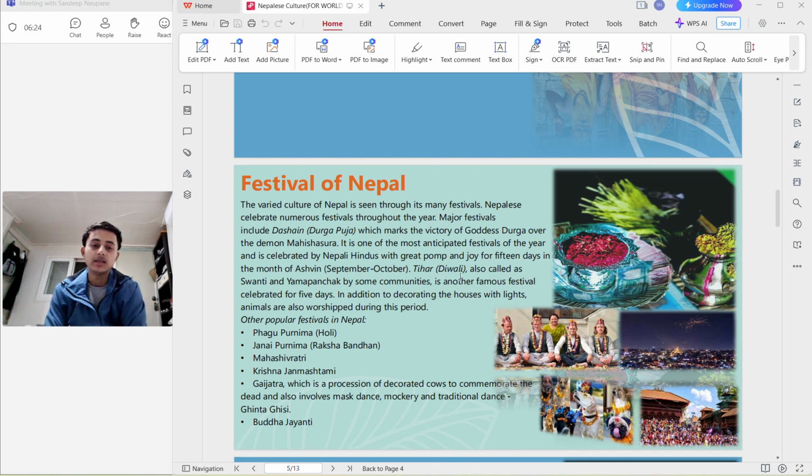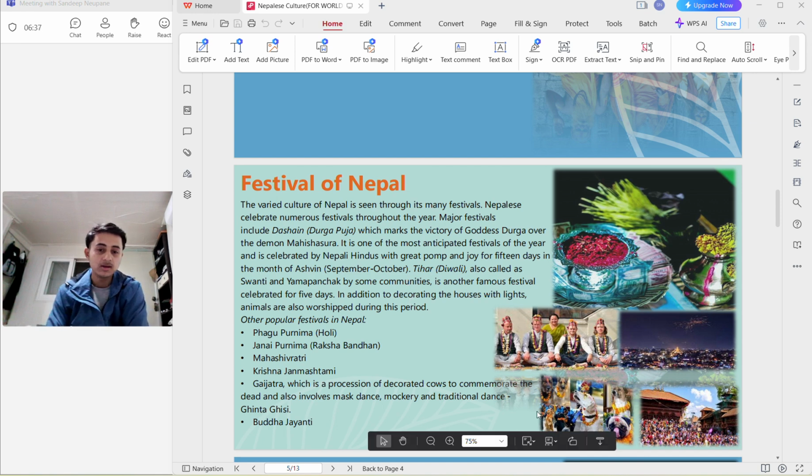Tihar, or Diwali, also called Swanti and Ampatsak by some communities, is another famous festival celebrated for 5 days. In addition to decorating the house with lights, animals are worshipped during this period. We can see in the picture.